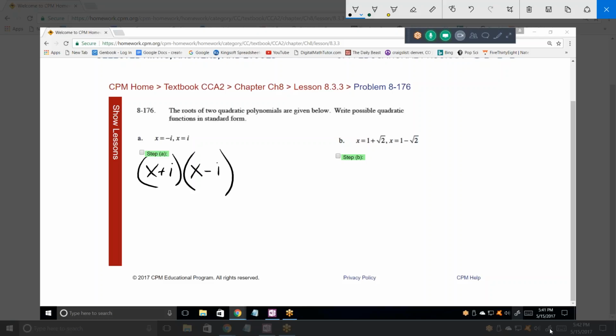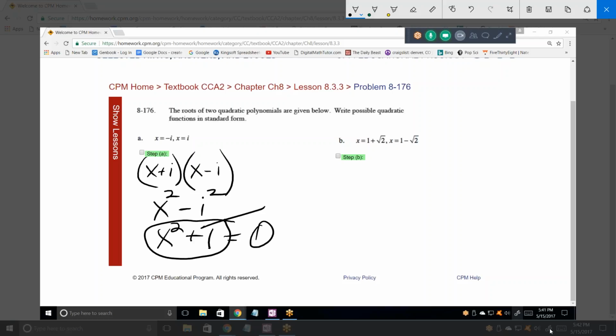What do you get? X squared minus i squared. Which is? Minus 1. Nope, or plus 1. It's x squared minus i squared. That's correct, but i squared is minus 1. So it becomes x squared plus 1, which you'll notice only has imaginary roots, because that's always a positive number. I can't make it equal to 0.